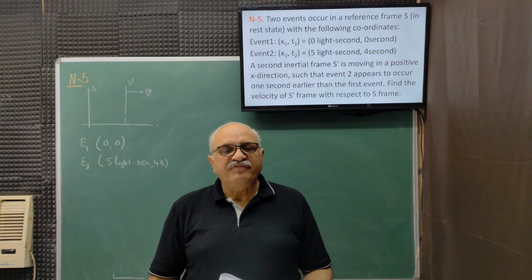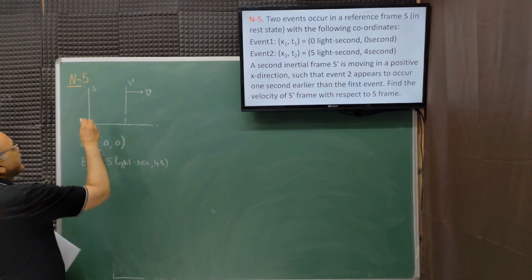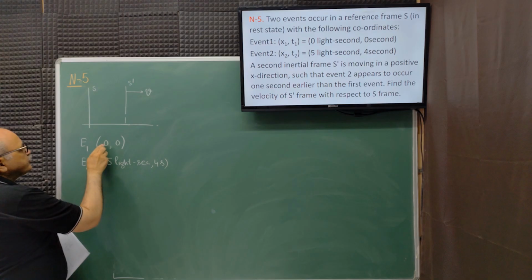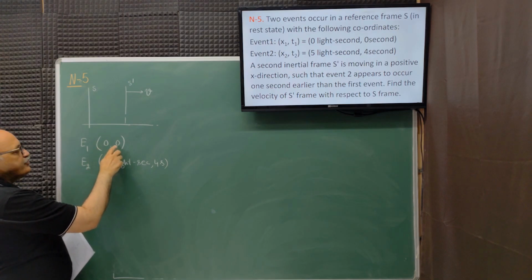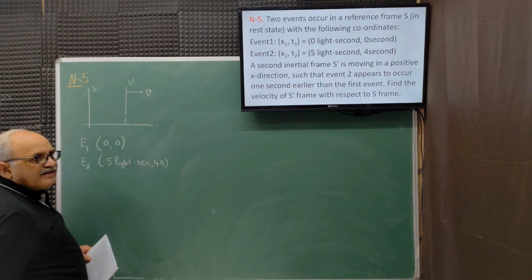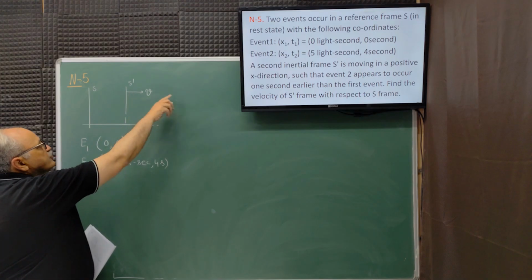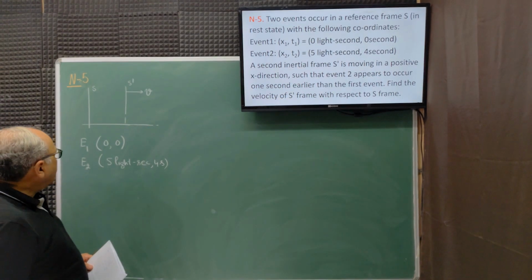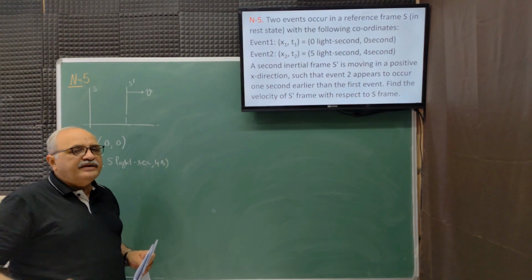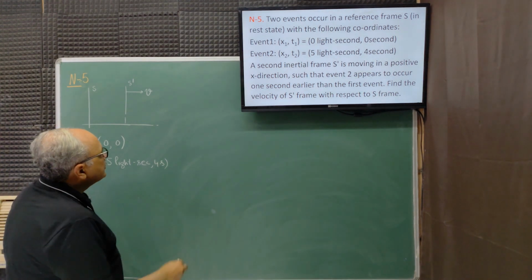So now let's take the fifth question. In this question, it is given that in the S frame, which is at rest, there are two events. One occurs at the position x equals 0 and time 0, and the other event occurs at 5 light second and time 4 second. Now when observed from the S dash frame, which is moving along the x-axis, it is found that event 2 occurs 1 second earlier. Now we have to find out the velocity of S dash.